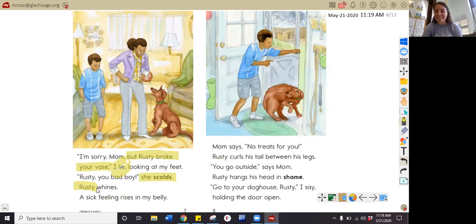In the story, I see that mom is looking at Rusty with an upset face and that Rusty is whining. We have talked about the word scold before in our class. Remember, to scold means to correct someone. So mom is not very happy with Rusty. She is scolding him or she is correcting him.